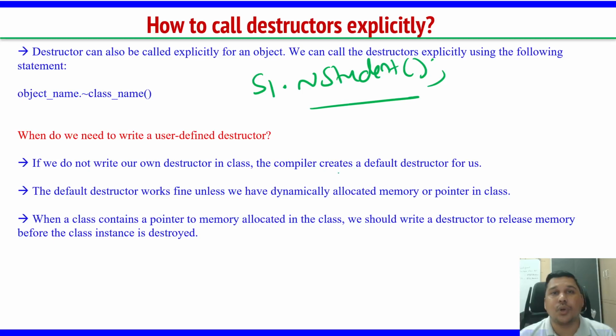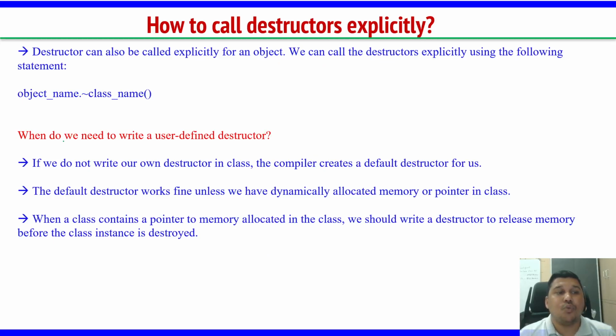Like this. What will it do? Whatever memory was allocated for this object s1 will be deleted. So this memory allocated for this object s1 was not done through the constructors. In that case, we use this statement to delete it.